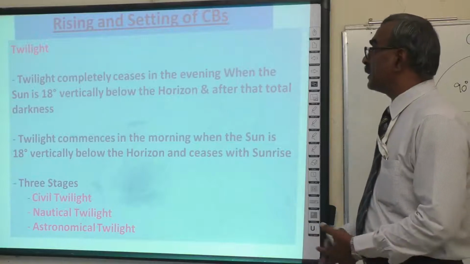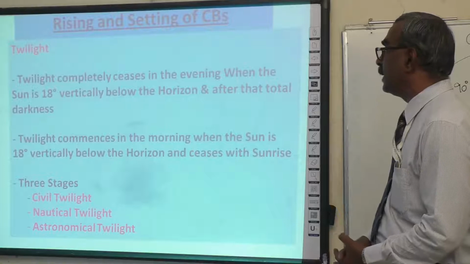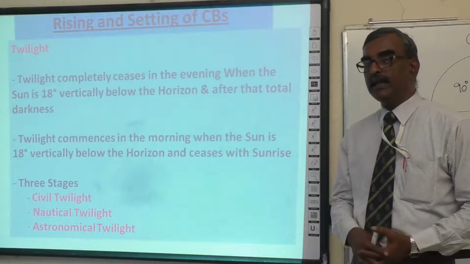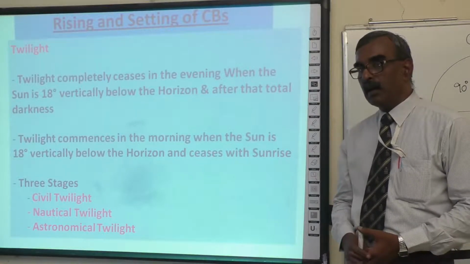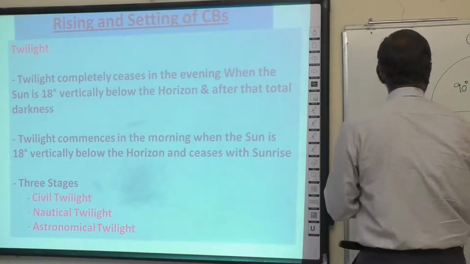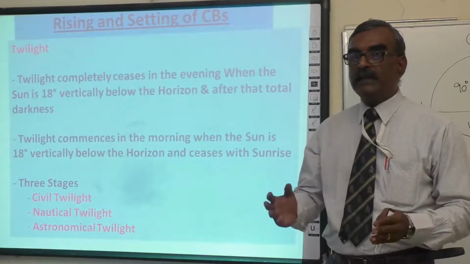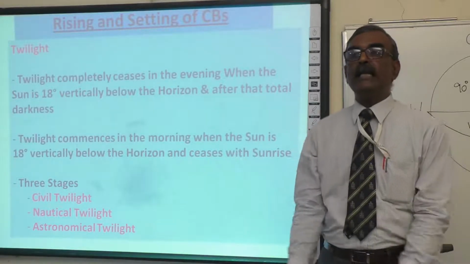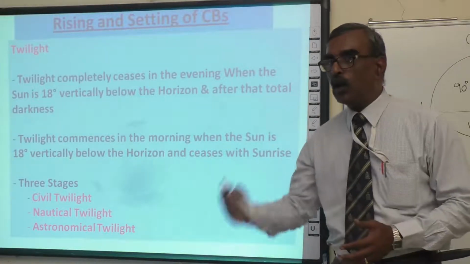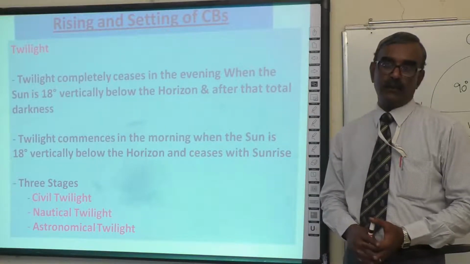Now, twilight completely ceases in the evening when the Sun is 18 degrees vertically below the horizon, and after that, total darkness appears. What is this 18 degrees? Let us look at it. Gentlemen, from the rational horizon, as we have drawn in the previous diagram, if the Sun is 18 degrees below the rational horizon, we call the angle above it altitude. Below it, when the Sun comes over there, the twilight breaks out.